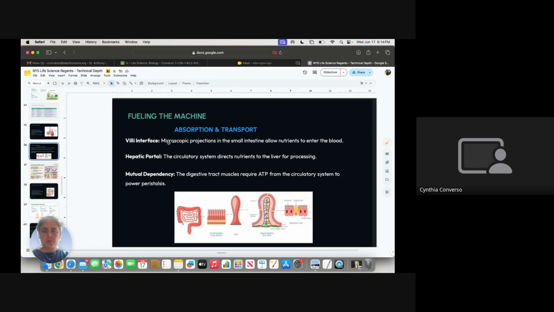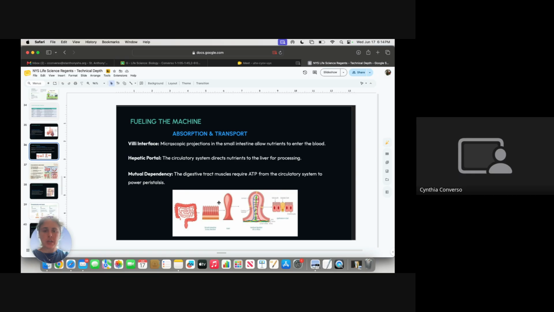Okay. So we have villi, right? Microscopic projections in the small intestine that allow for nutrients to enter the bloodstream. That's kind of the most important part of this nutrient absorption because of the structure of these villi, right? So it's really maximizing the surface area that we can absorb nutrients into the capillary beds here that are projecting into the villi. Right. The circulatory system directs nutrients to the liver for processing. It's not too important here, but it is mutually dependent. The digestion is mutually dependent on the circulatory system.